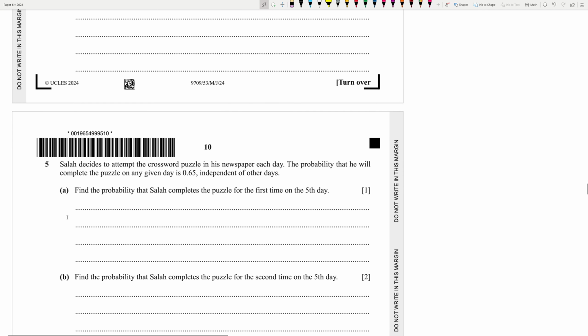Moving on to question number 5. We just have 2 questions left. We will be done soon.